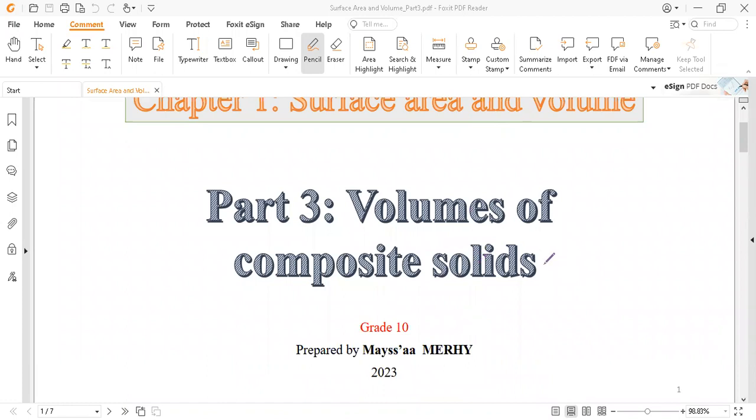So we don't have a simple, easily generated solid, for example, like a cube, like pyramids, like prisms, that we know how to compute their volumes, and we have their rules and formulas about the computation of their volumes. But right now we are focusing on composite solids. By composite solids, we mean two solids stuck to each other, like cylinder and prism, cylinder and pyramid, and so on.